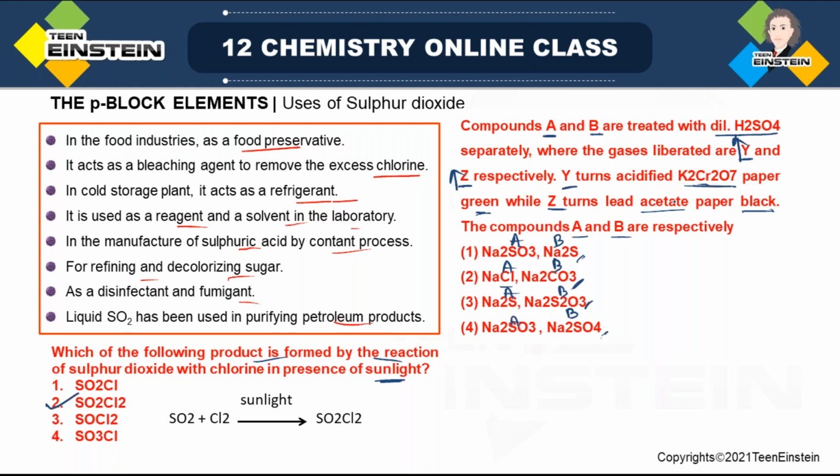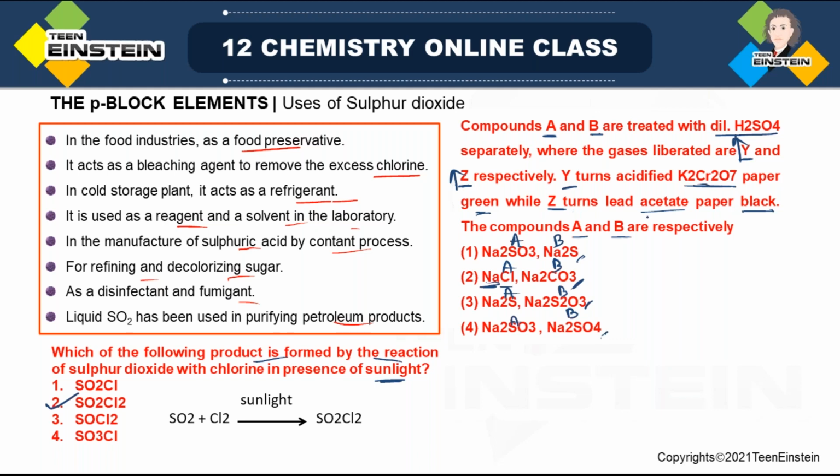It can turn K2Cr2O7 paper green, from yellow-orange color to green color, and that is possible because of the conversion of chromium +6 state to +3 state, and this can be done by SO2. That means from A we are getting sulfur dioxide gas. Now as we are getting sulfur dioxide gas in presence of dilute H2SO4, this option cannot be correct, NaCl, because in NaCl there is no sulfur, right?